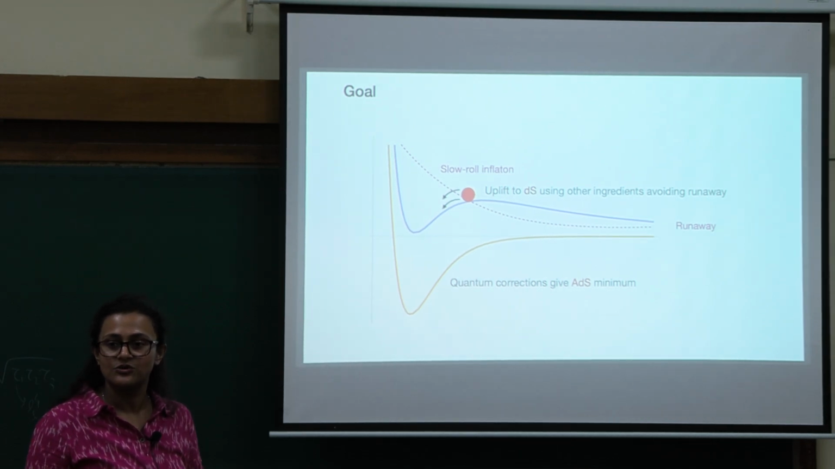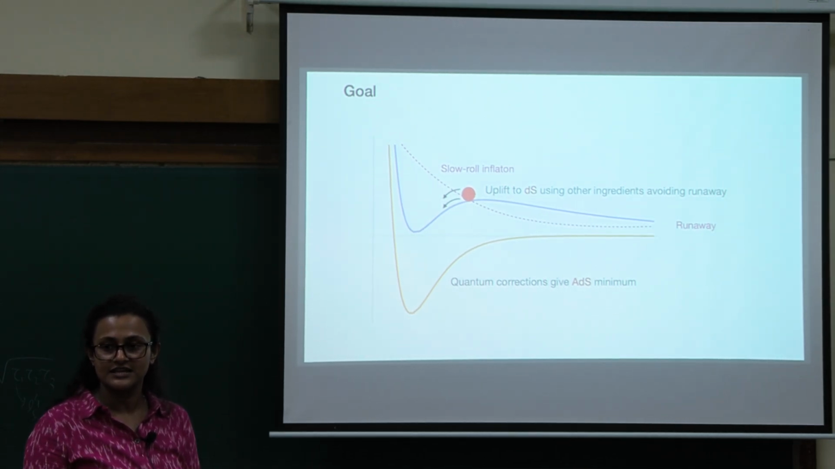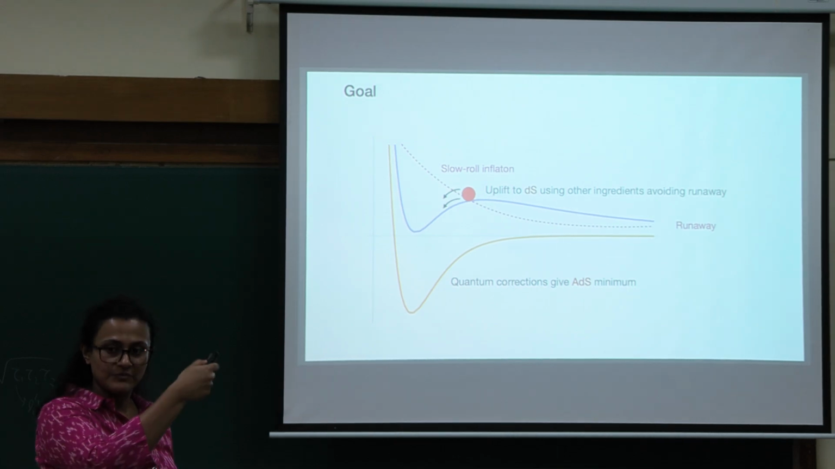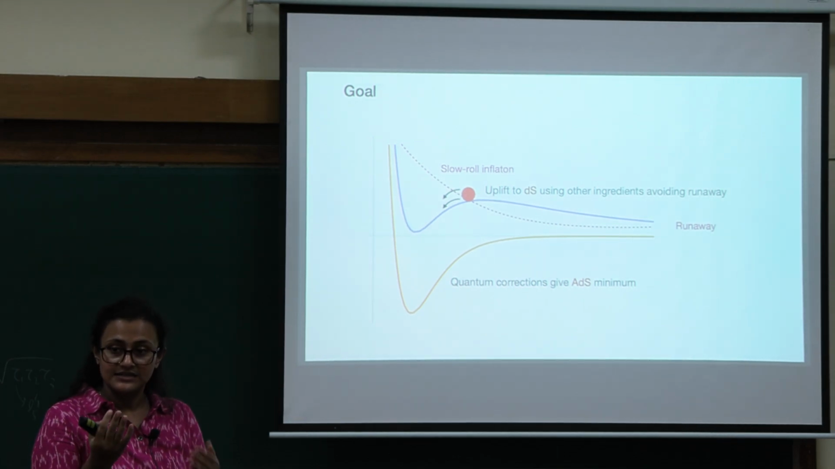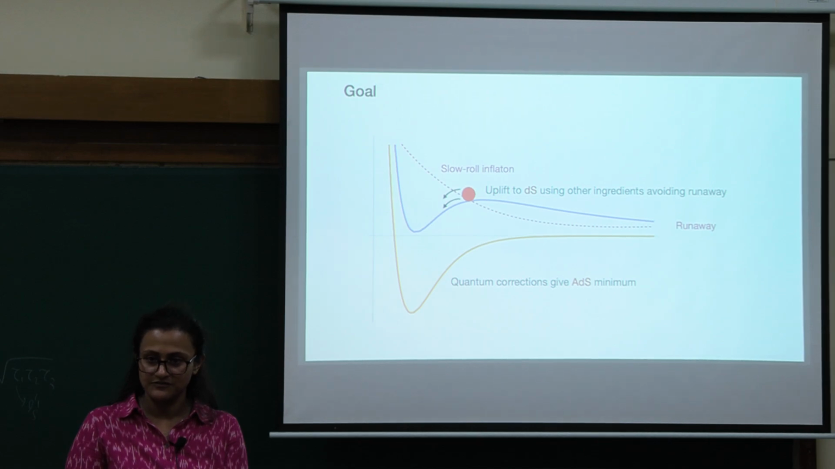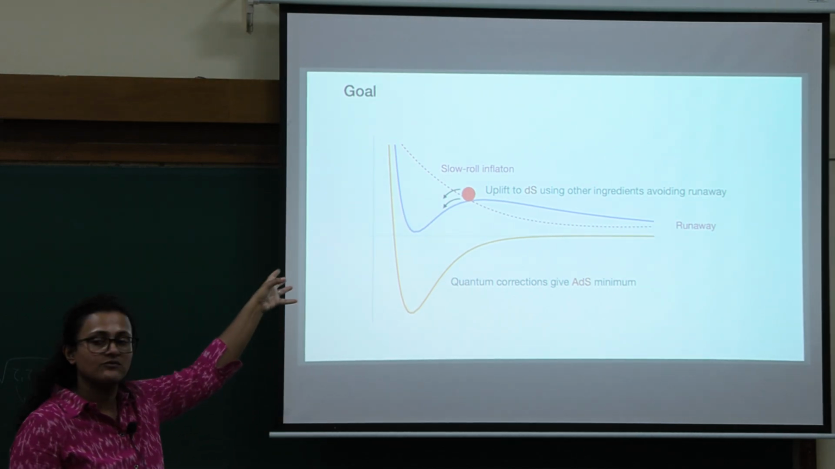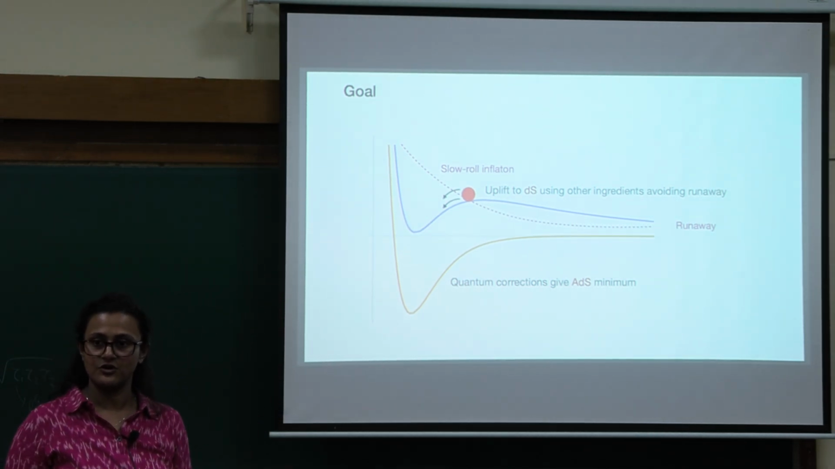The potential is negative, that's what I mean by AdS. And then I uplift, and I get a de Sitter potential. The minimum of the potential is positive. Then I will uplift, and I will have one scalar field displaced from it.